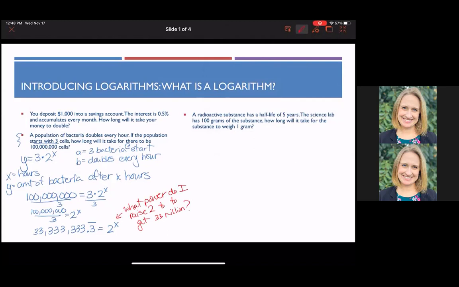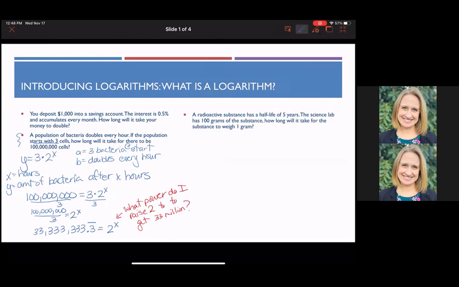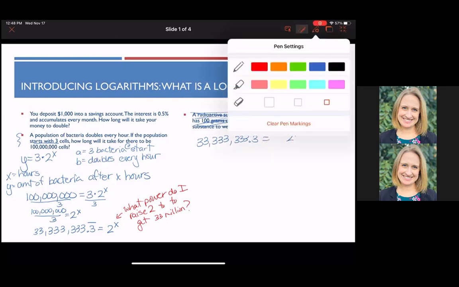What we learned this week when we were introducing logarithms is that the definition of a logarithm is to get that X out of the exponent. That's how we can undo the exponent. So what we can do, and I'm sorry, I just have these slides so you can see, I'm going to move over here, but I'm going to cross that out so it doesn't get confusing. We're going to have our 33,333,333 and 3/10 repeating equals our 2 to the X. And I left a space there on purpose because I'm going to change my color here.